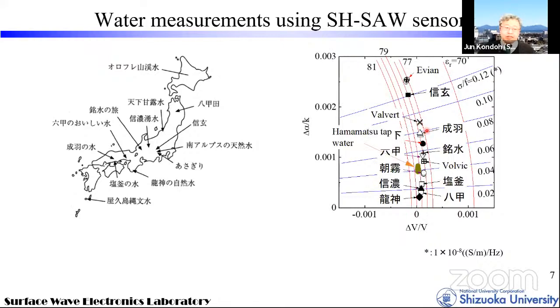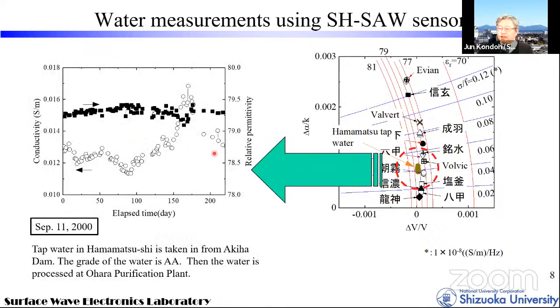And also, we measured Hamamatsu tap water. It's located here. The permittivity of this Hamamatsu tap water is a little different from the commercialized natural mineral water because some materials are involved. That depends on the quality of the water, and it's also decided by the Japanese law. We measured this water for around 200 days, but all the measured points are located around almost the same area.